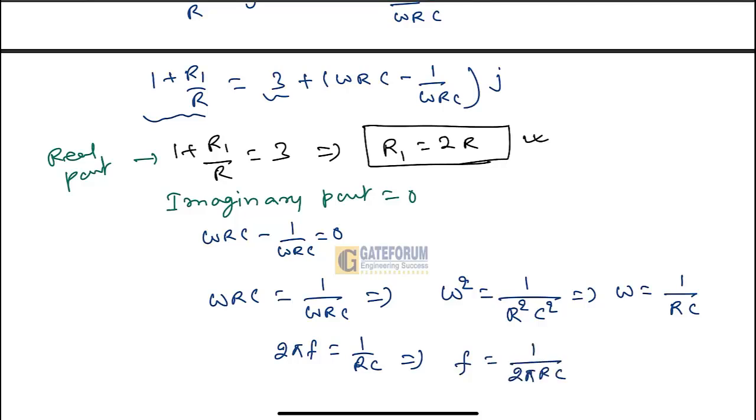So from here we get the frequency of oscillation in hertz as 1 by 2 pi RC. So this is the second part of the question: the frequency of oscillation for the given oscillator circuit is f is equal to 1 by 2 pi RC, and the condition is R1 is equal to 2R. So these things we need to match with the options, then we can find out which one will be the right answer.